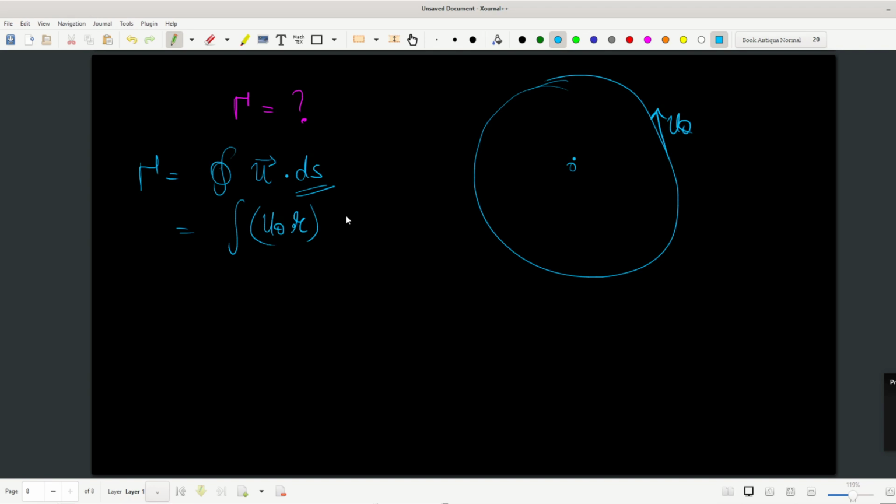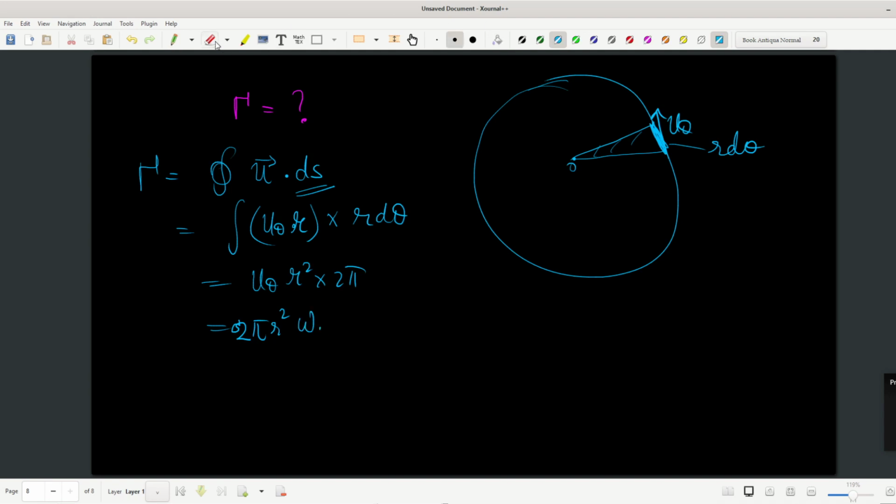All right. So what is ds going to be? It will be 2 pi r, no, not 2 pi r. It will be r d theta. Okay, ds is equal to r d theta. So it becomes u theta r squared into 2 pi. So basically 2 pi r squared. This will be simply u theta, and u theta is equal to omega naught into r.